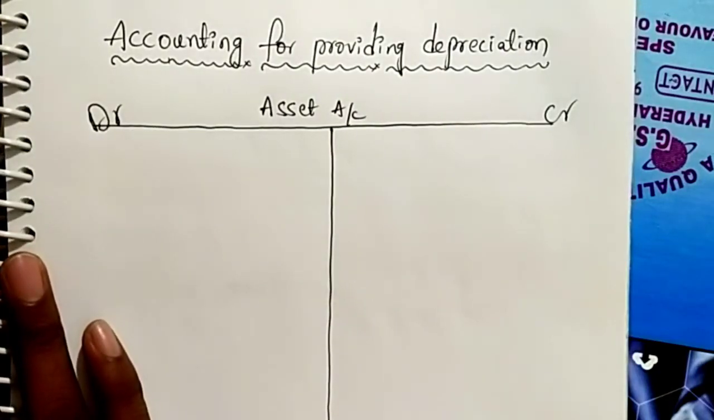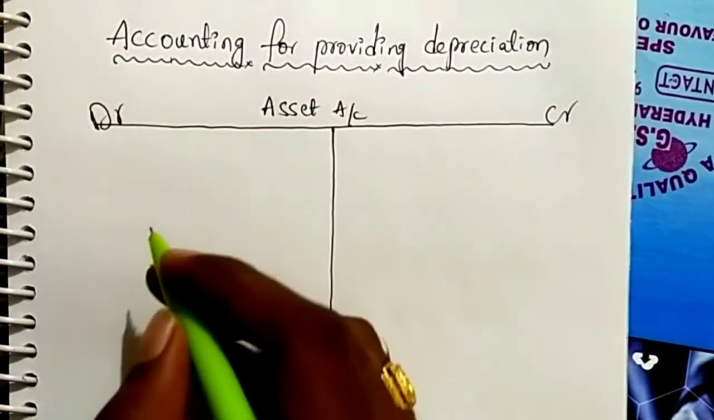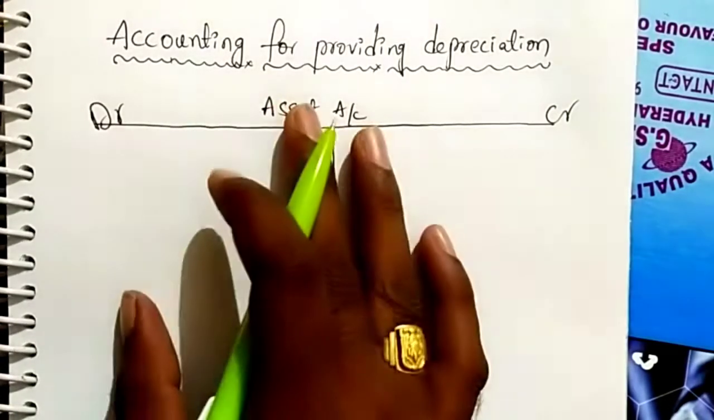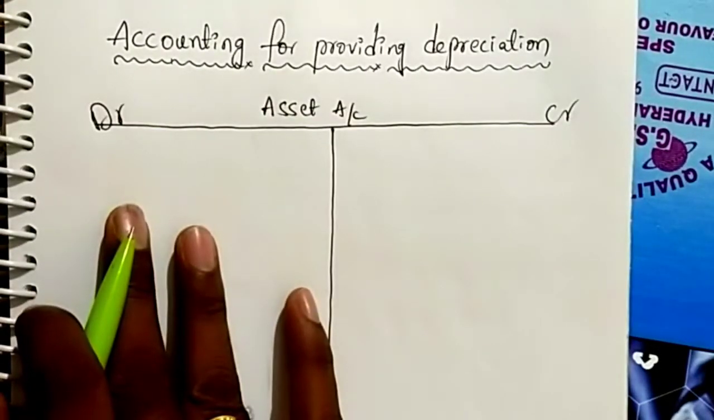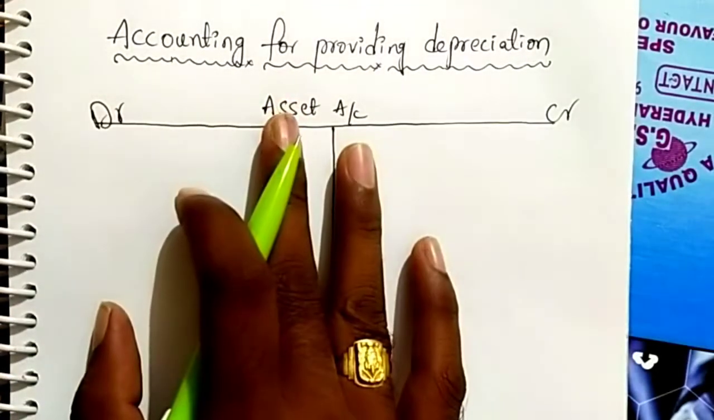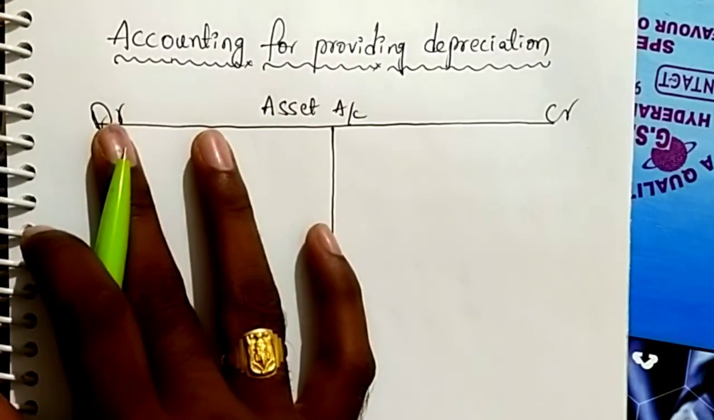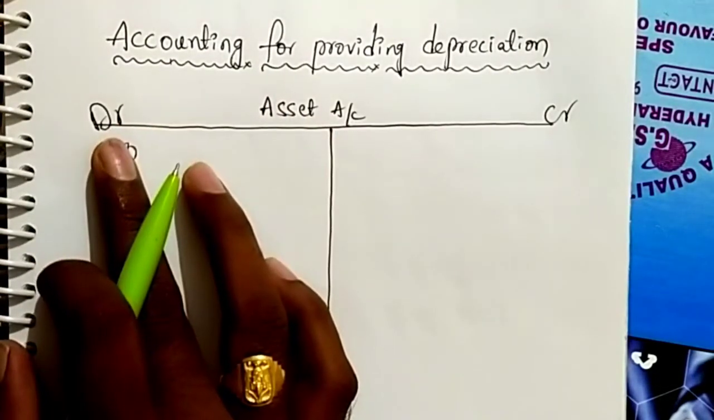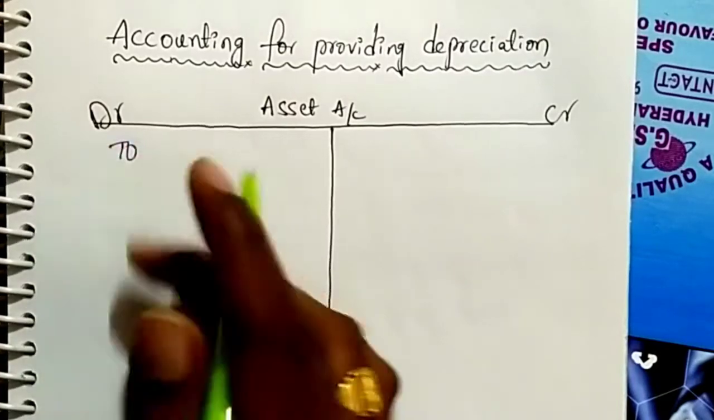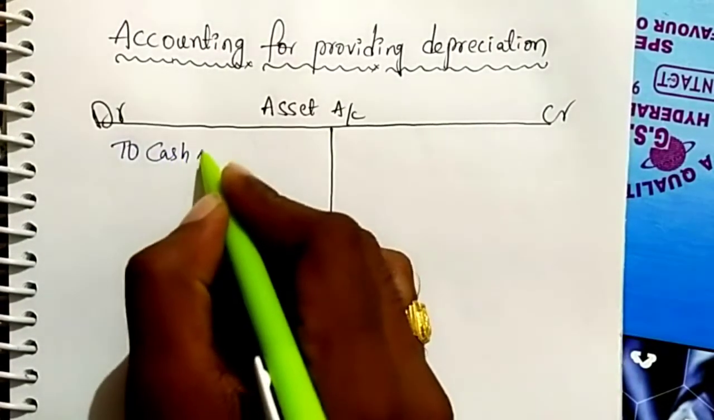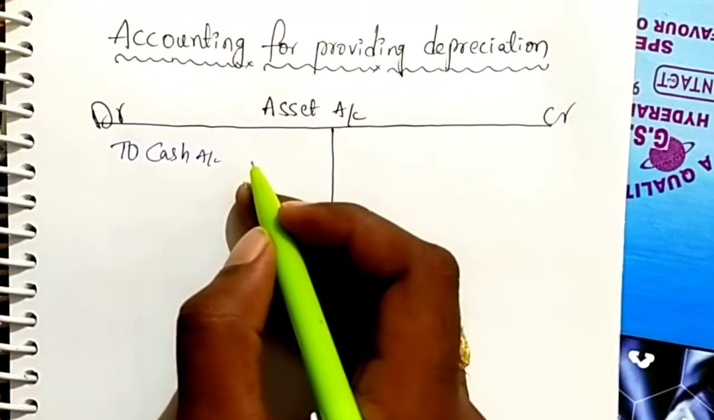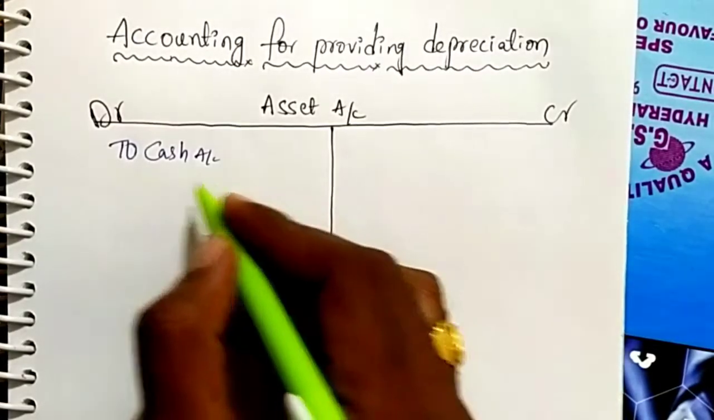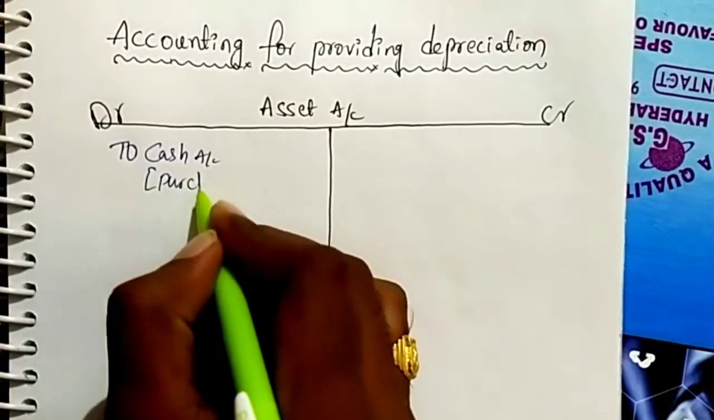Okay, first transaction in the depreciation, purchase of asset. At the time of purchase of asset, that asset comes into the business. That's why asset account is debited. So we have to write in the debit side to one asset debited but another asset credited. What is that? Cash. Because at the time of purchasing the asset, we have to give cash. So automatically cash goes out. So cash account credited. Purchase.